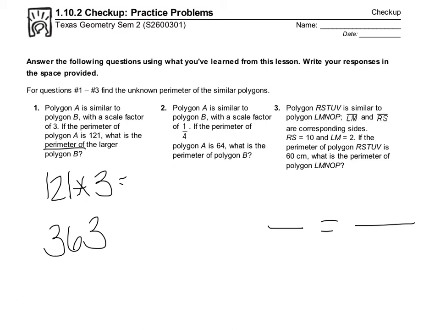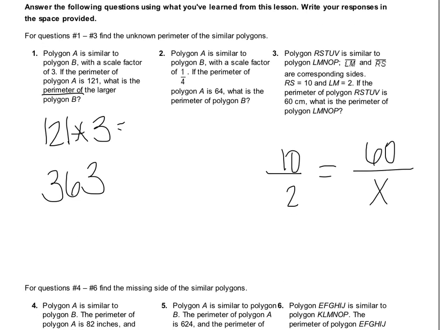So I know RS is 10, LM is 2, so I'm going to put 10 over 2. And it says the perimeter of polygon RSTUV is 60, so I'm going to put 60 on top. I would not put 60 on the bottom because the bottom on the left side was LM, and LM and RSTUV have nothing to do with each other. And I'm going to put X on the bottom because that's the other thing I'm looking for.